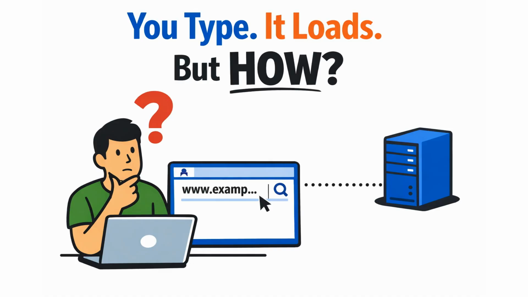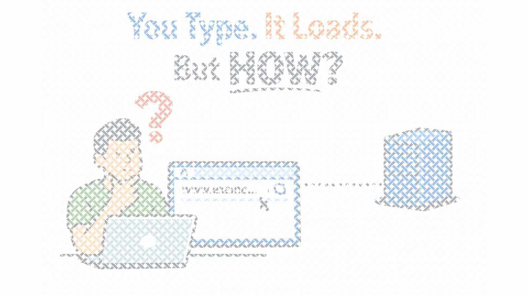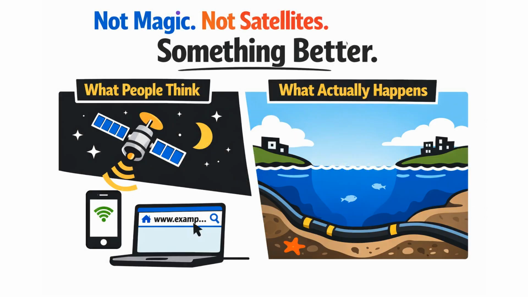How does it work? Like you type a web address, hit enter, and half a second later, a full web page loads on your screen from a server sitting in a data center thousands of miles away. How? What just happened? It's not magic. It's not satellites beaming signals down from space. And it's actually way more fascinating than you think. By the end of this video, you'll genuinely understand what happens every single time you go online.